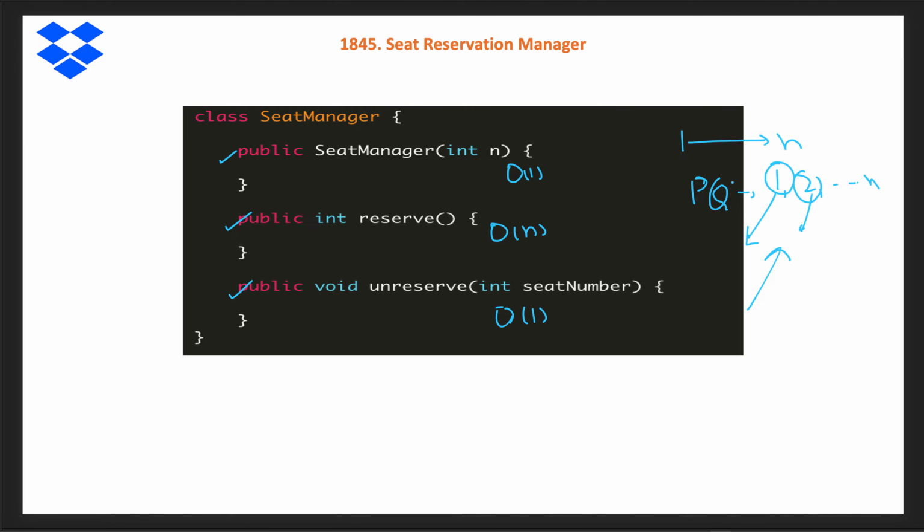Now what will be the time complexity of the second solution? The constructor will take O(n) as the initialization. In the reserve method, every step we are just doing O(log n) time. Similarly, unreserve will take O(log n) time. So this is the idea here.